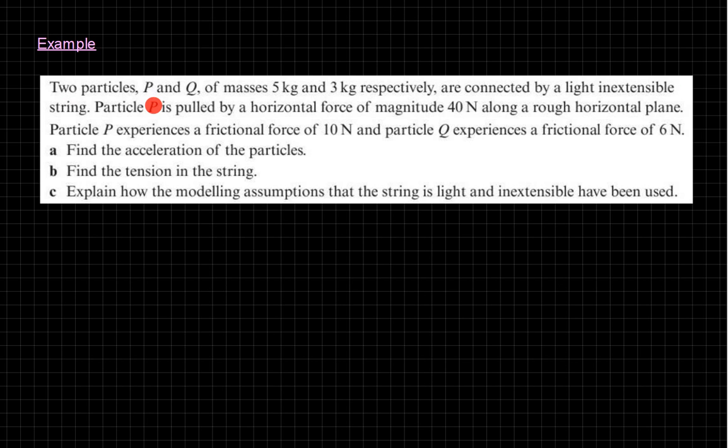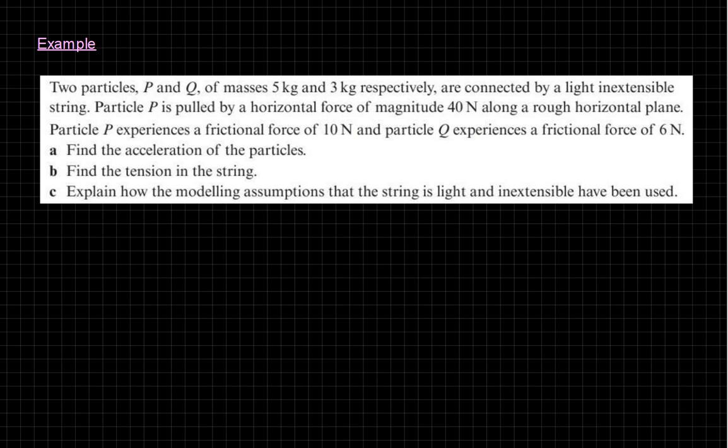So it's pulled by a horizontal force of magnitude 40 newtons along a rough horizontal plane. It's rough, so that means there's going to be some friction going on. Particle P experiences a frictional force of 10 newtons, and particle Q experiences a frictional force of 6 newtons.